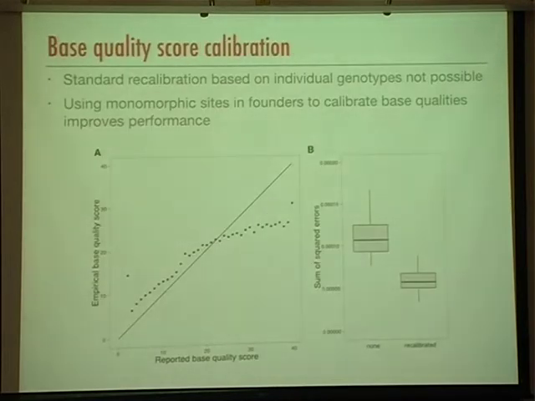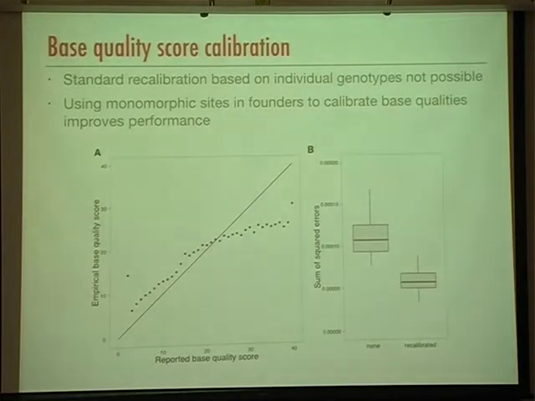Okay. There was the issue of should we actually trust the base quality scores? What's shown here is that we could use sites in the founder lines that are monomorphic. If we see any sites in the reads that disagree with those, they are most likely errors in the sequencing. So we can use those to get an empirical measure of the quality of bases, and we can get that error rate as a function of the reported base quality score.